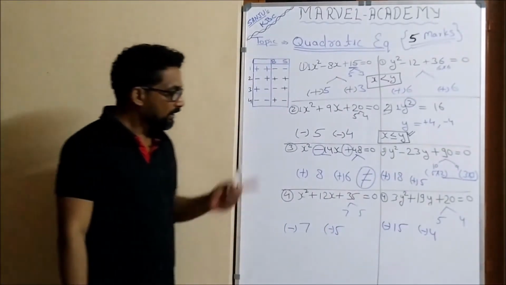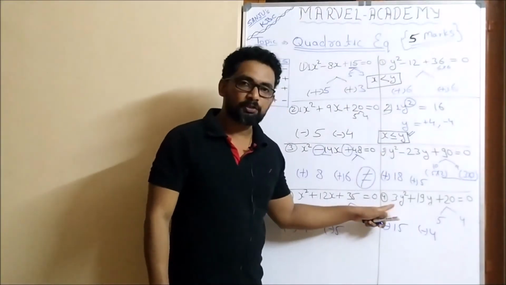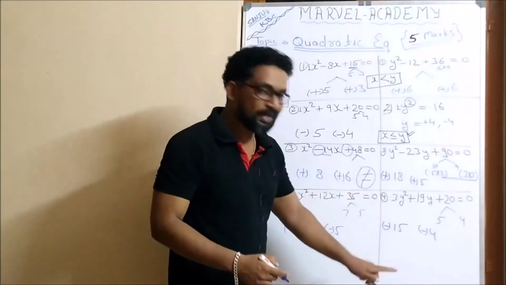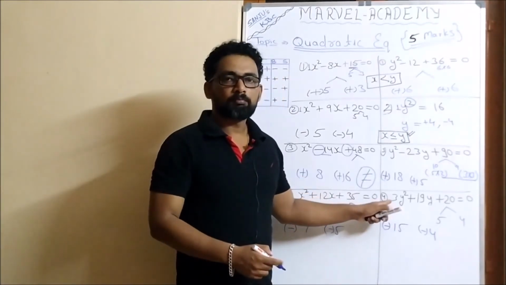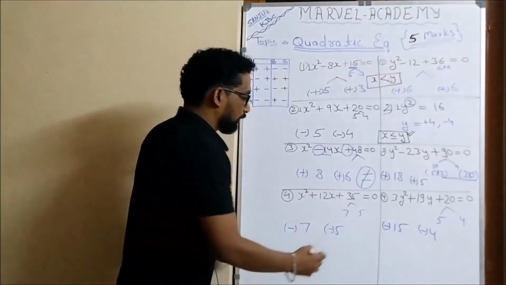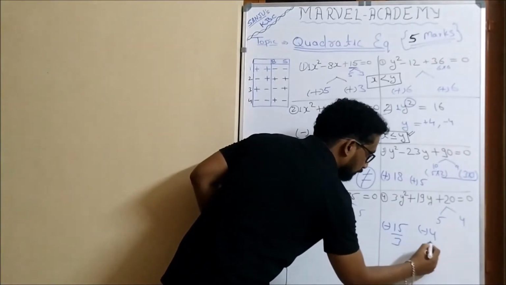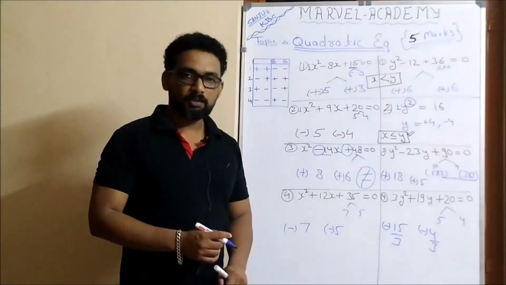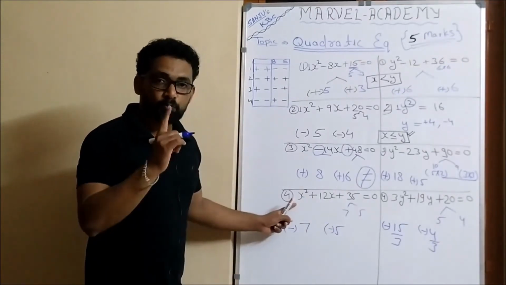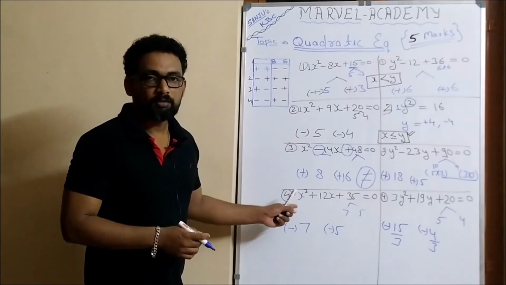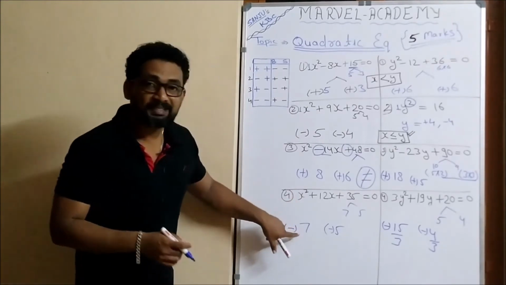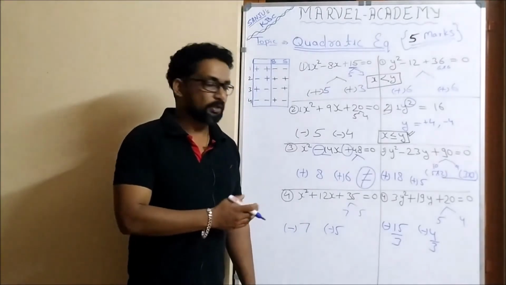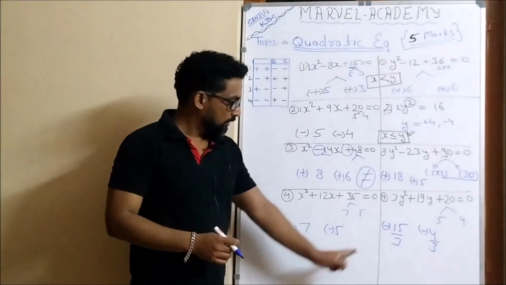Okay, but remember one thing, when you have a coefficient more than 1, then you have to divide this value by that coefficient. That is minus 15 by 3 and minus 4 by 3. When your coefficient value is 1, you need not divide using 1, because if I write 7 divided by 1, that is 7 only. So there is no need to divide using 1.